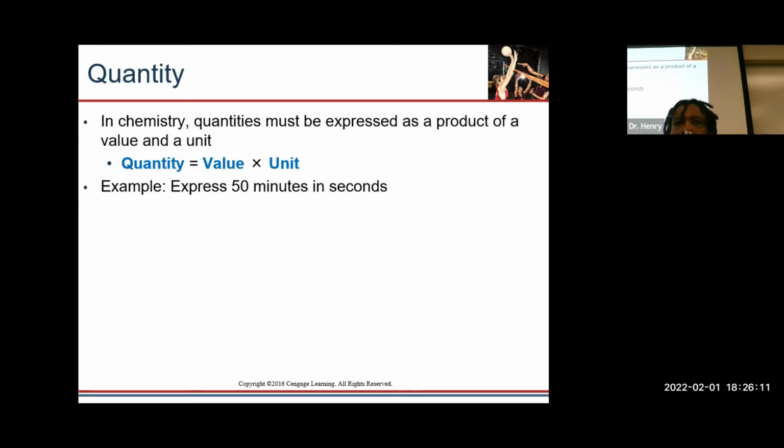So, how many seconds are in a minute? So we know that for every 60 seconds, that's going to equal 1 minute. Now, this is an equivalency or a conversion. It'll allow us to convert from minutes to seconds. And so we're going to use this. Our given here is 50 minutes. That's what we're starting out with.